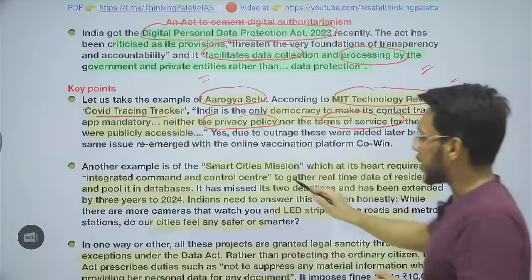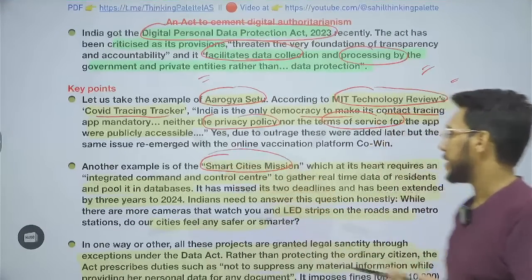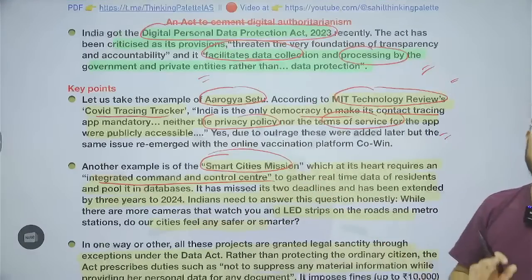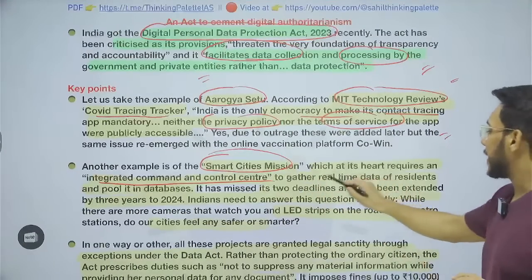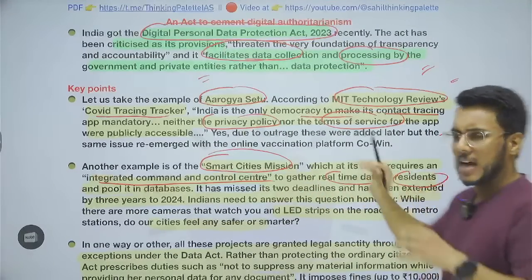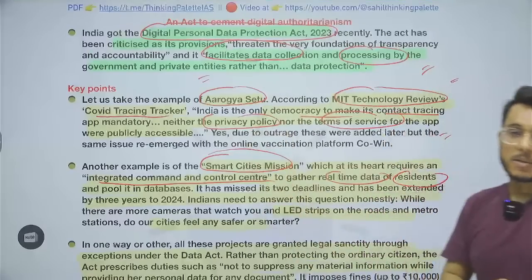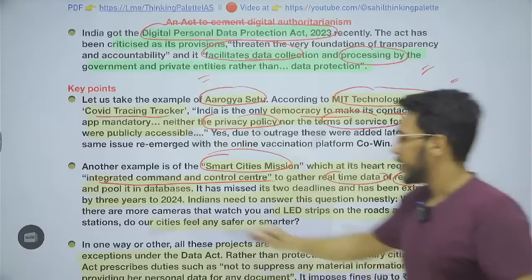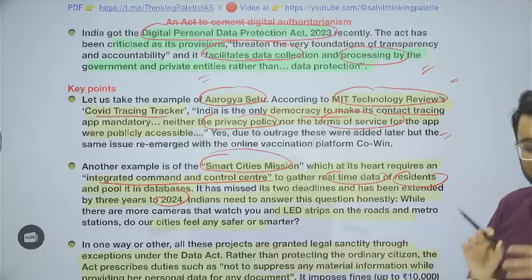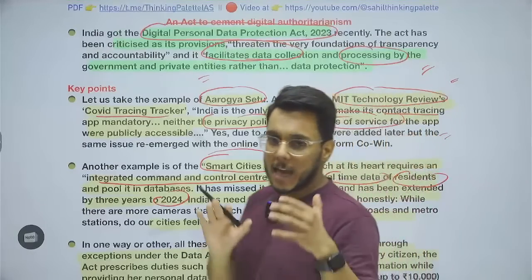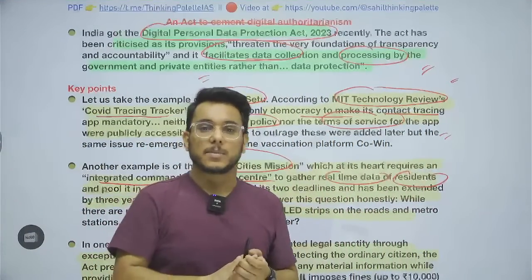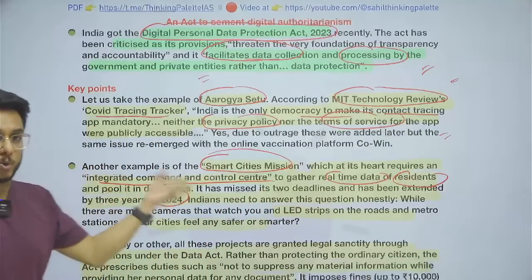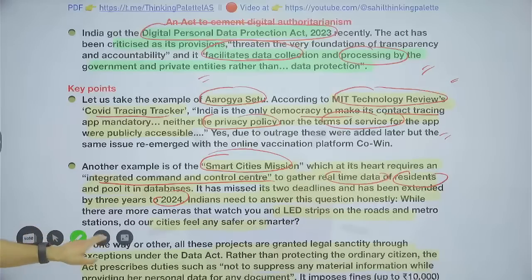Now, it is also being provided that the government has come out with the Smart Cities mission. Under the Smart Cities mission, an integrated command and control center is to be developed, which will gather real-time data of the residents and a lot of database about the activities of the residents. Their information will be collected. Its deadline has been extended to 2024. But if you see, so many CCTV cameras have been installed virtually at every place. But by that, have the cities become more safe? We don't know, but so much information is being collected.